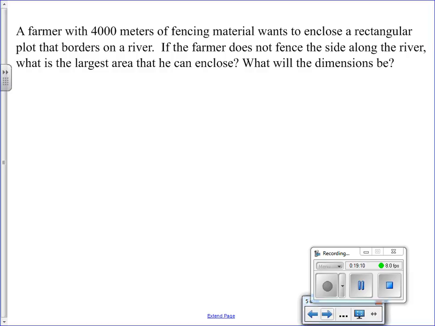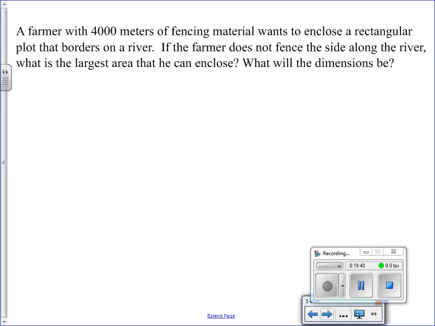A farmer with 400 meters of fencing wants to enclose a rectangular plot that borders on a river. The farmer does not fence the side along the river. What's the largest area he can enclose and what will the dimensions be? I really just want us to figure out the picture on this one because you have one of these in your homework, but it tells you the area that you're shooting for. You just have to find the rest of it. But people have a lot of trouble figuring out what this fence looks like.